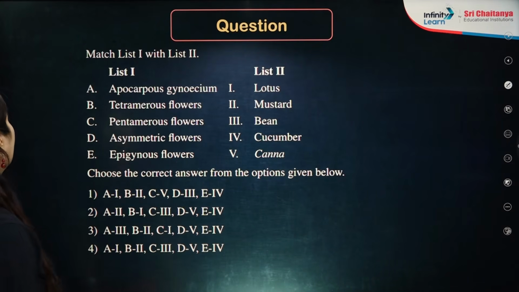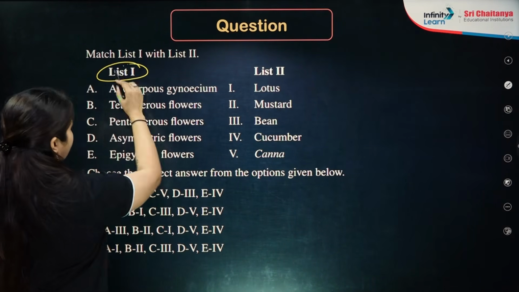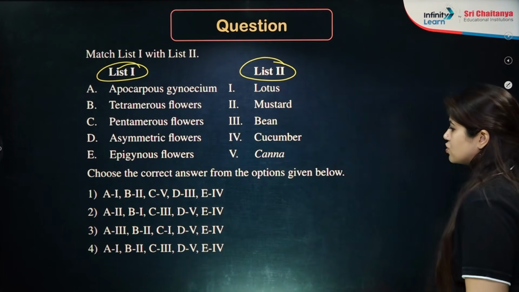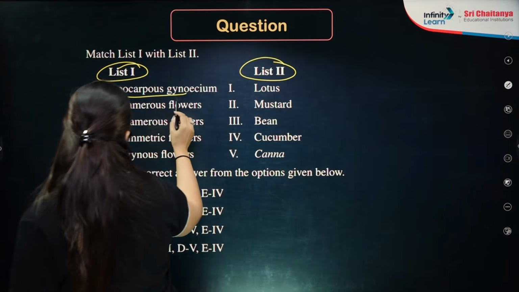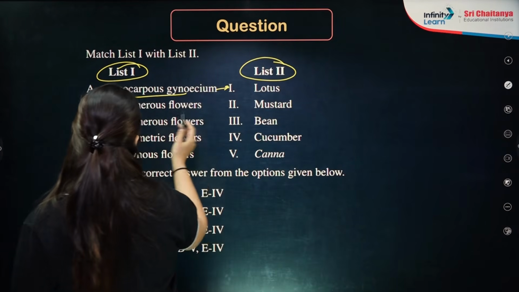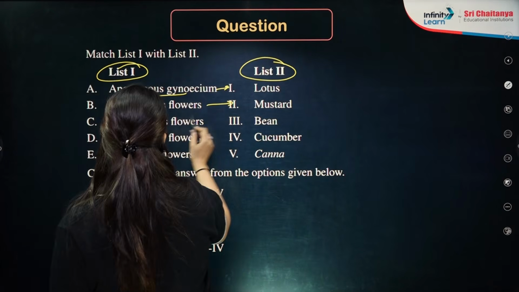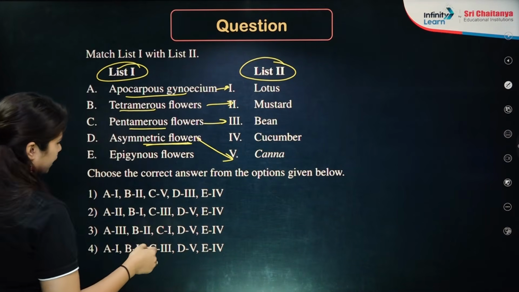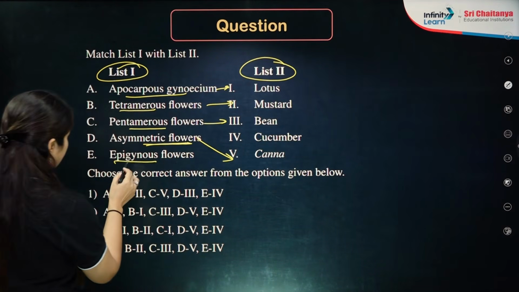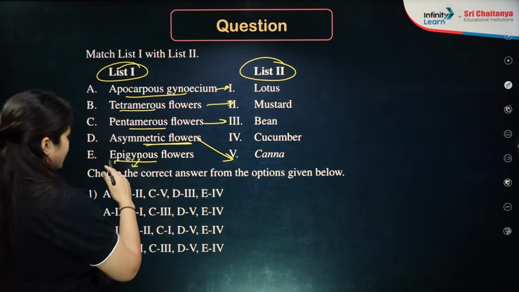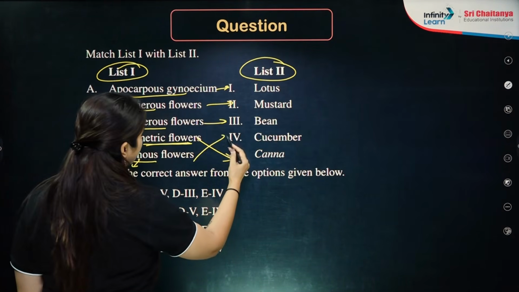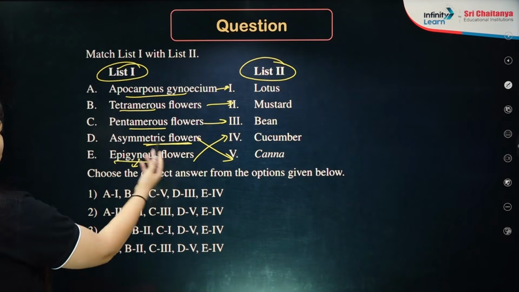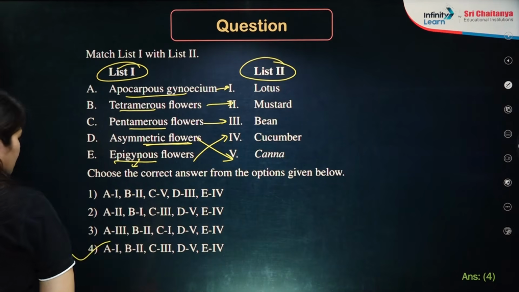Next question is, in this question we have matched the column. List 1 and list 2 has been given there. So in the list 1 we can see the type of different flowers which are there. So apocarpous gynoecium, example is lotus. Tetramerous is your mustard. Pentamerous is again your beans. Asymmetrical are your canna. Okay. Epigynous flower, the ones in which your gynoecium is on the lower side and rest all flower parts are above it. This is in the cucumber. So A1, B2, C3, D goes with 5 and E goes with your 4. Okay. Answer has to be option number 4.